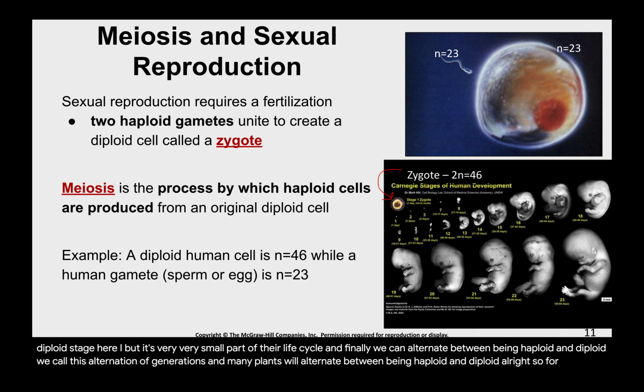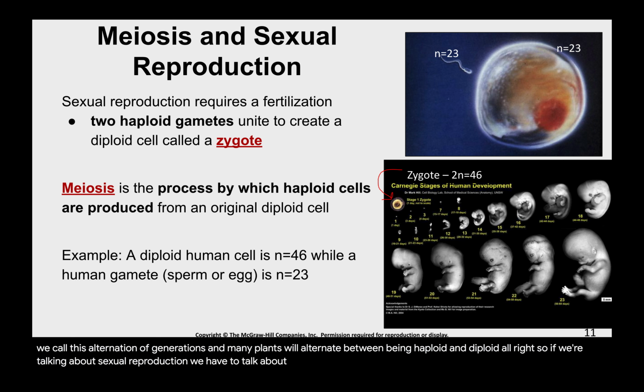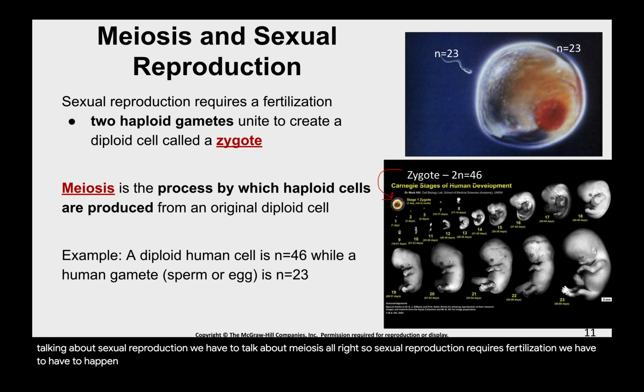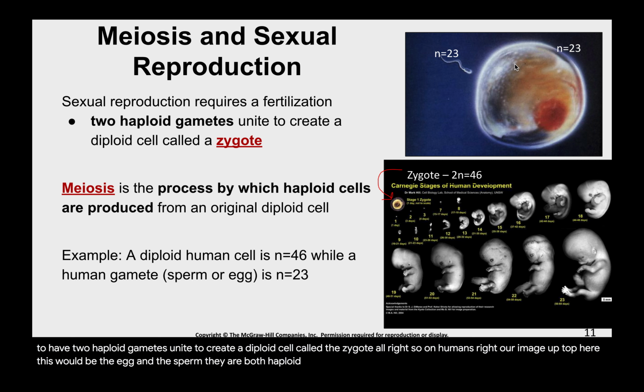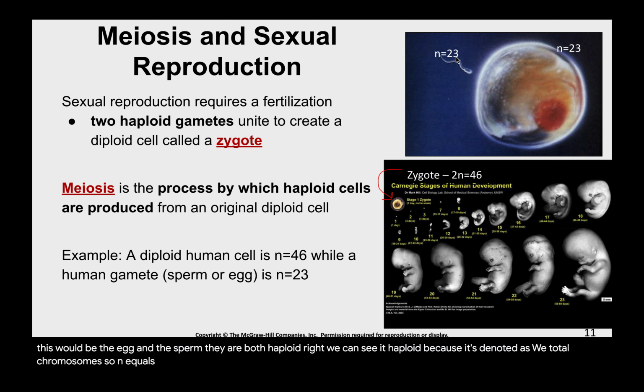All right, so if we're talking about sexual reproduction, we have to talk about meiosis. Sexual reproduction requires fertilization. We have to have two haploid gametes unite to create a diploid cell called a zygote. So in humans, in our image up top here, this would be the egg and the sperm. They are both haploid. We can see it's haploid because it's denoted as N, and it has 23 total chromosomes. So N equals 23. Both of these have 23 chromosomes.